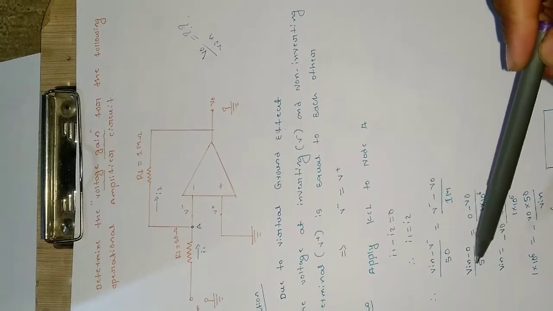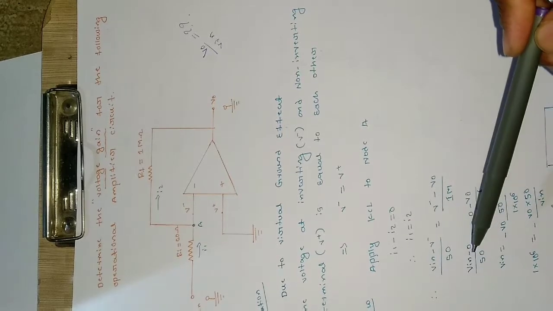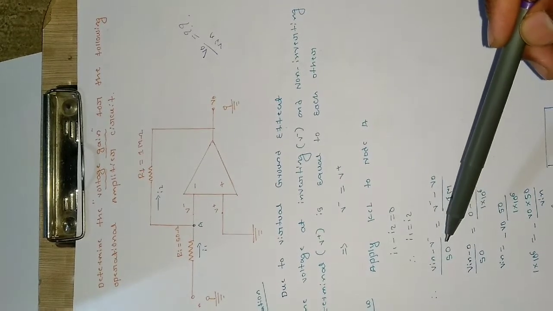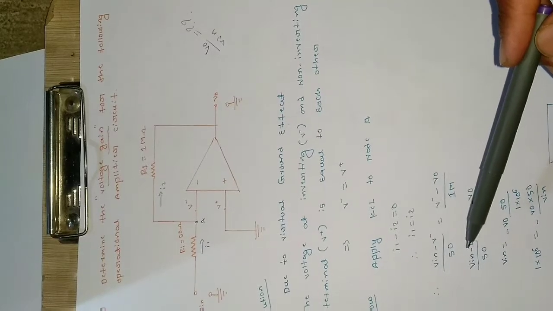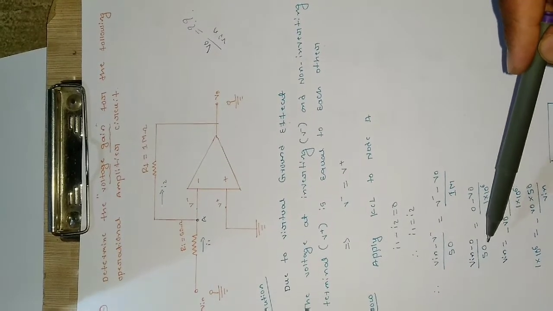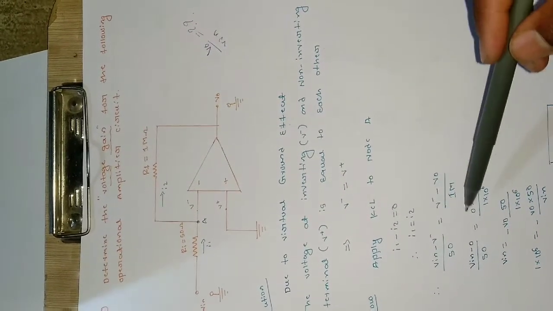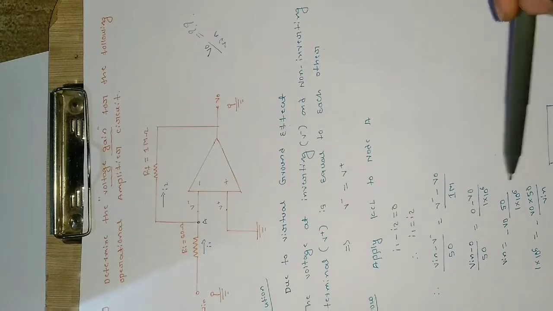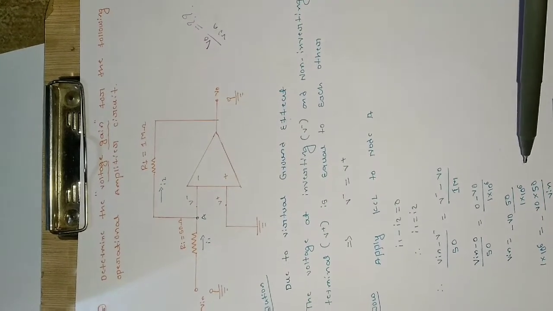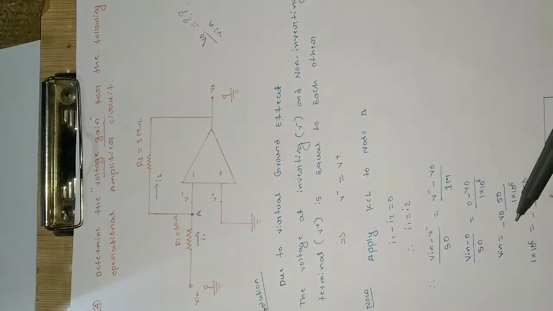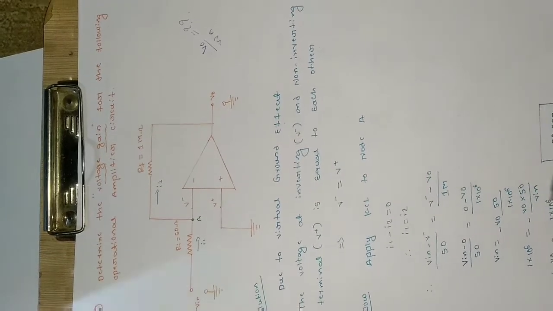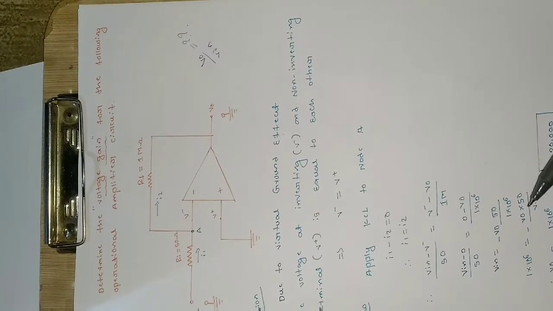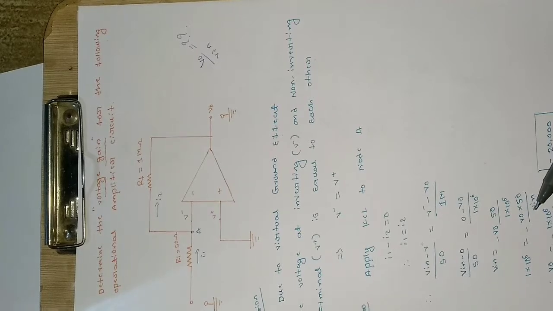So I can write Vin minus V minus is 0 here because of the virtual ground effect. The resistance here is 50 ohm, so I will put 50 here. Then V minus is again 0 minus V0 by 1 mega ohm, so that is 1 into 10 to the power 6. So I can write Vin equal to minus V naught into 50 by 1 into 10 to the power 6.